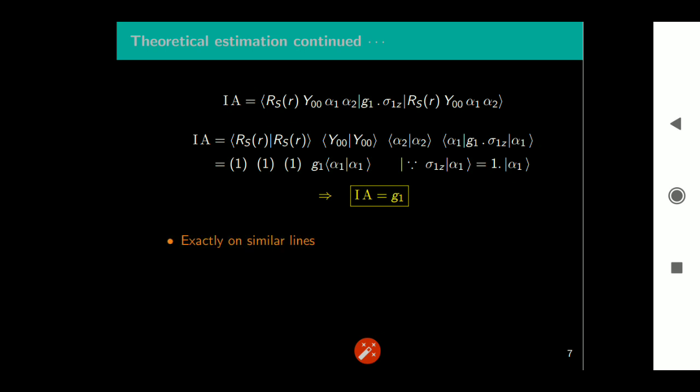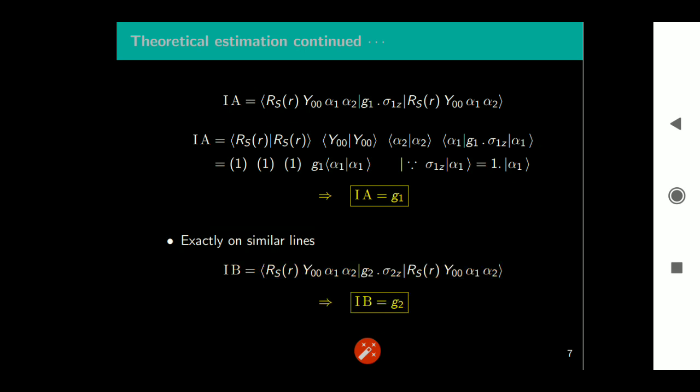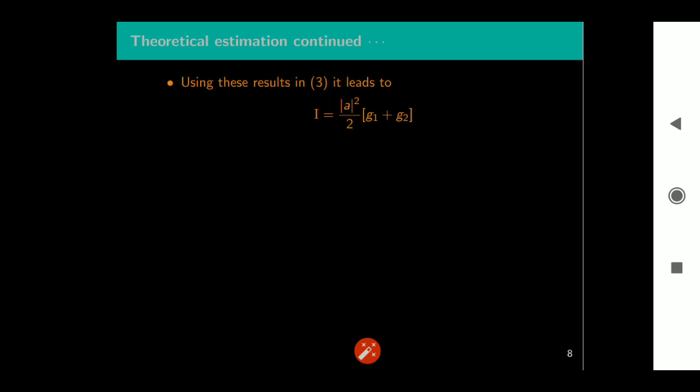G1 refers to the gyromagnetic ratio of the first particle, which is the proton. On exactly similar lines, we can show that 1b is equal to the radial wave function, angular wave function, and spin wave function acting on G2 times sigma 2z, acting on the ket vector again. This sigma 2z is a spin operator that acts only on the second spin wave function. So with the same lines, you can show that 1b is equal to G2. Substituting all these values in equation 3, we get the first part of the magnetic moment to be equal to mod A square by 2 times G1 plus G2. G1, G2 values are already given.